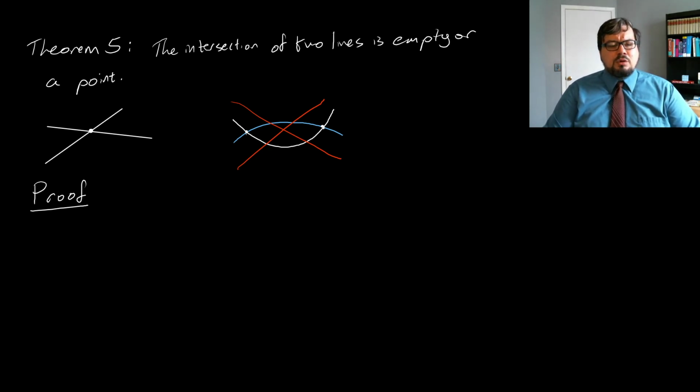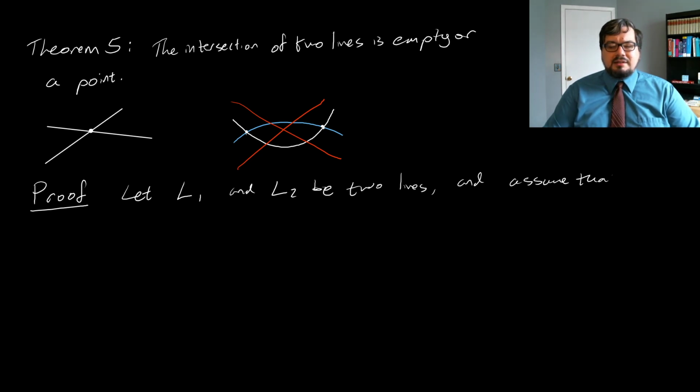In order to make the proof easier, we're going to want to introduce some notation. Remember, when you introduce notation, always make it very, very clear what you are talking about and define your notation. So let's let L1 and L2 be two lines and assume that L1 intersect L2 contains 2 points for contradiction.